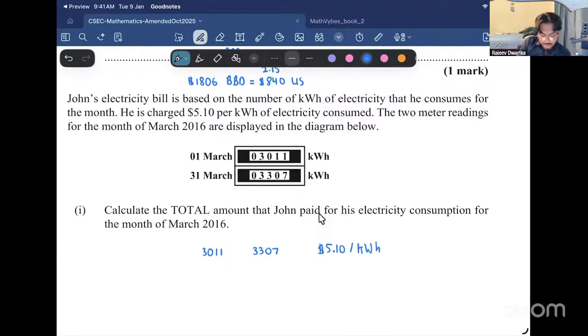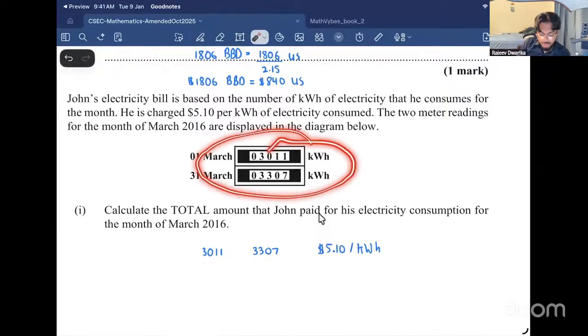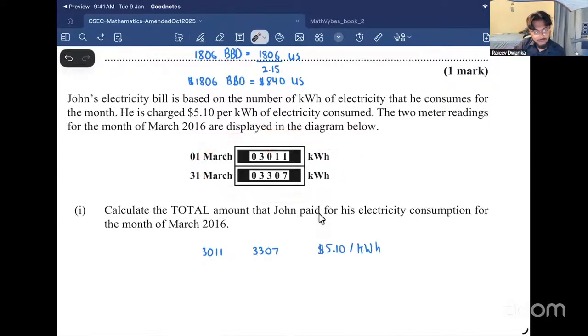So Renisha, do you think you could calculate how much kilowatt hours he consumed for that month of March? Yes, sir. I can count.